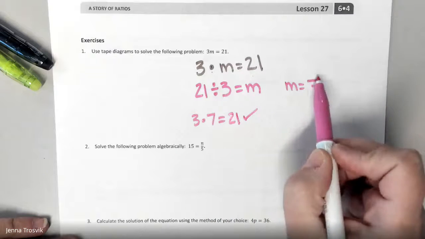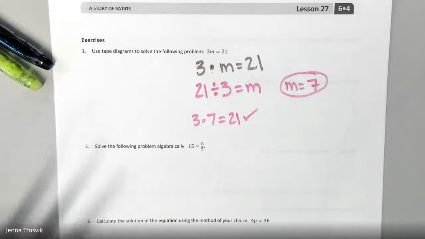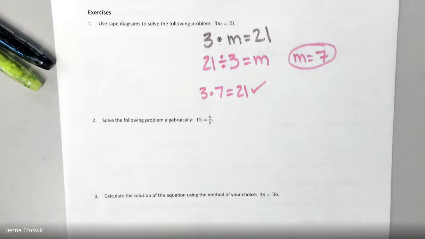Yes, it does. So that means it's proof that m equals 7. We just checked our work. All right, my next one.